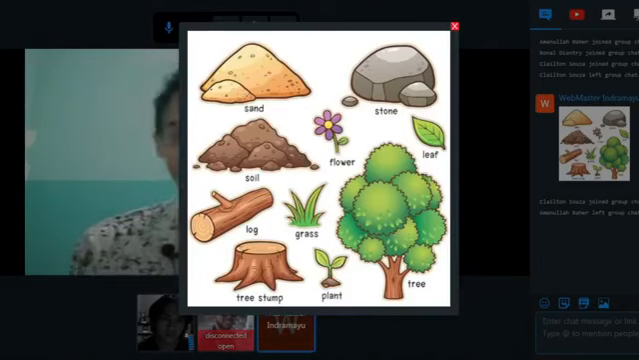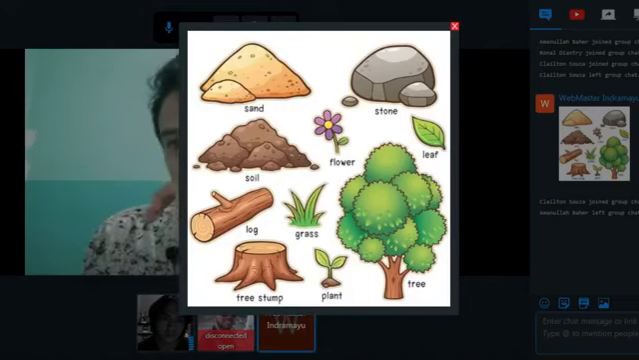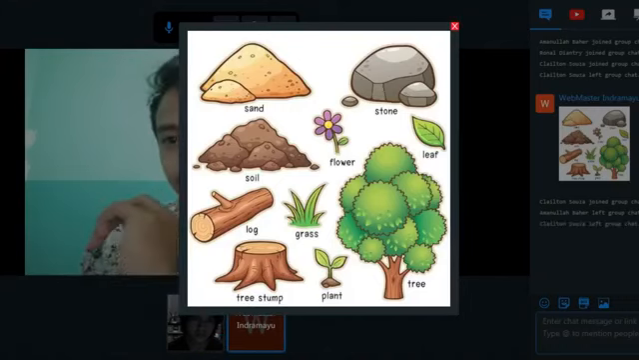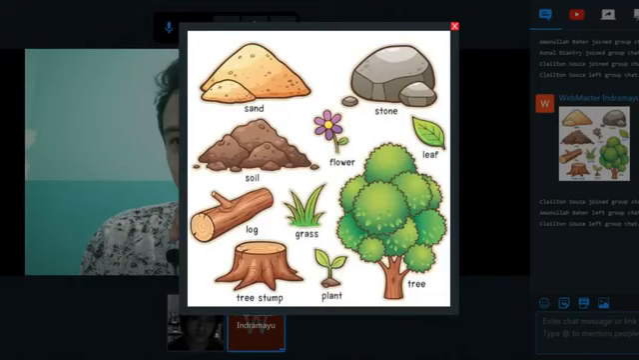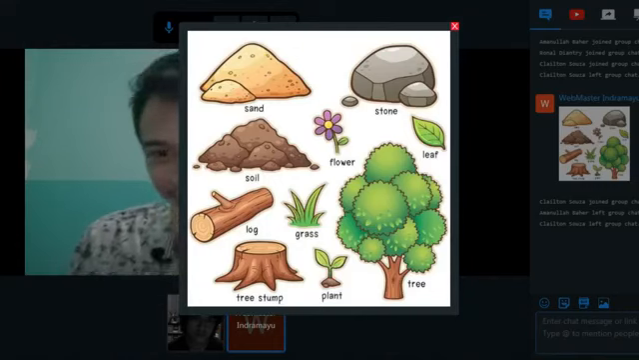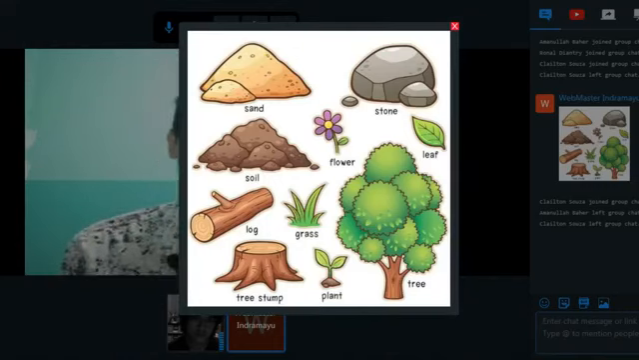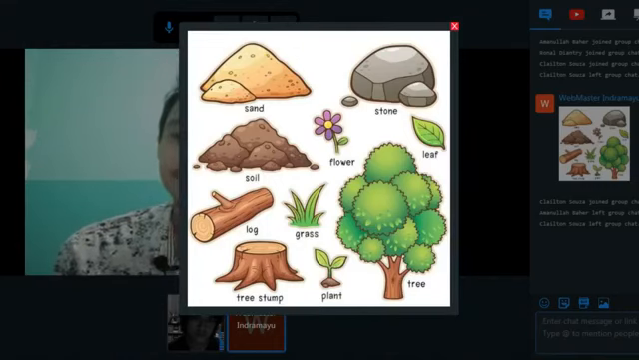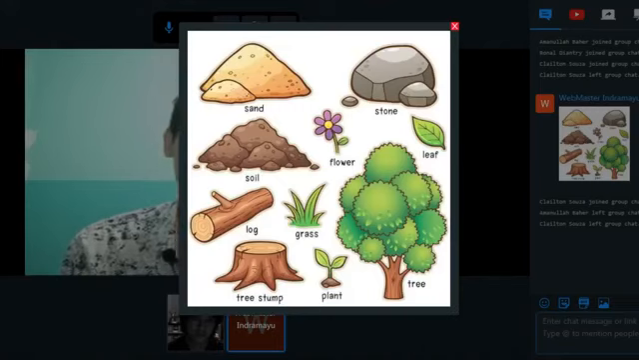So, my turn to choose which one. Flower, soil, leaf. Well, leaf. Okay, leaf. As we know, a leaf is part of the tree, right? It's on the tip of the tree.